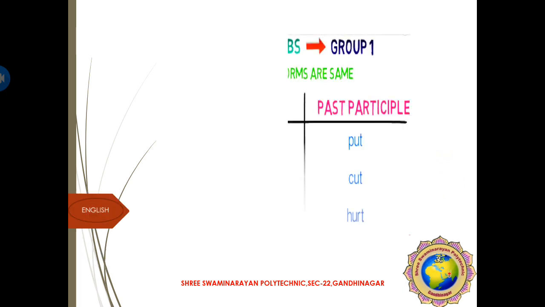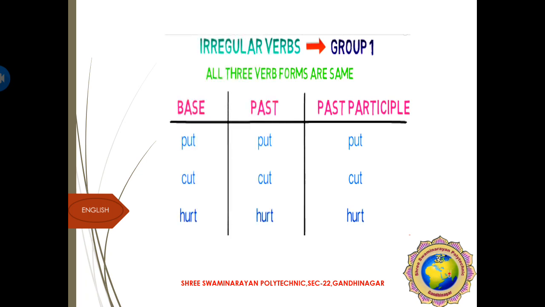Okay, let's explain one by one with examples. Here is group 1. All 3 verb forms are same. It means V1 is equal to V2 is equal to V3, base form equal to past form equal to past participle form. Here the base form is put, then its past form is put, then put. Cut, cut and cut. Hurt, hurt and hurt. So these are all equal. These are the first group with examples.